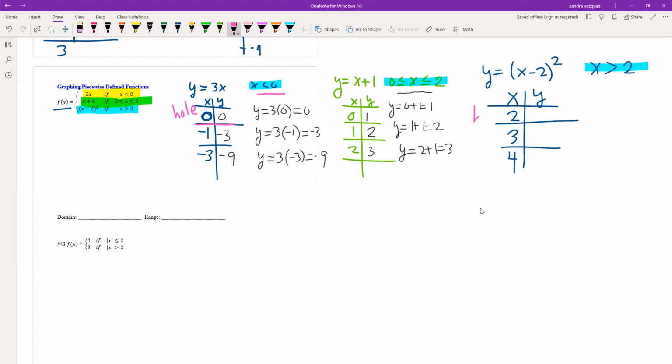So let me go ahead and label it with pink color here so you know that it has a hole. Let me go ahead and find the other values. So then I'm gonna plug it in. This will be 2 minus 2 then squared. That will be a 0. Y is equal to 3 minus 2. That will be 1 squared. That will be a 1. Plug in the 4. That will be 4 minus 2. That will be 2 squared. That will be a 4.